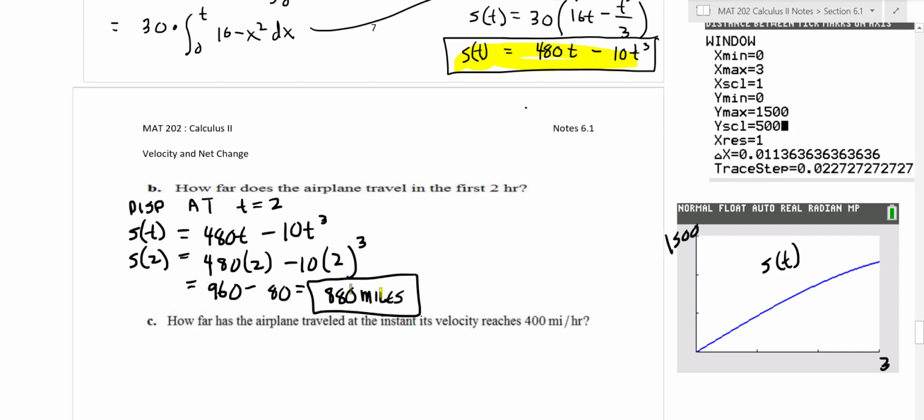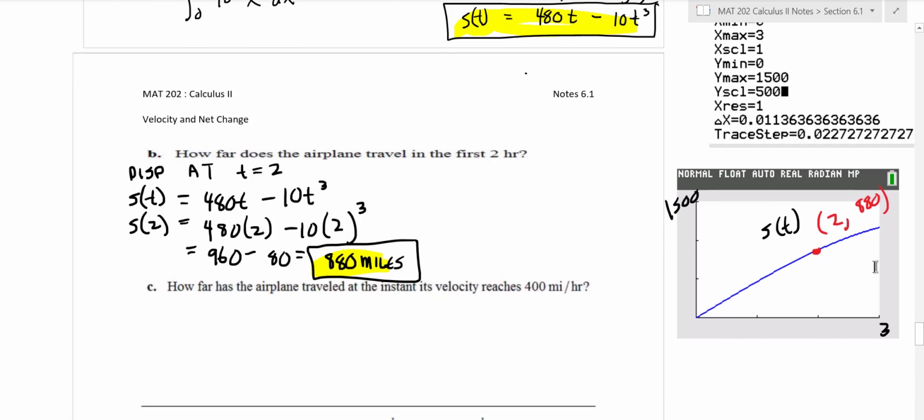All right, now what that represents is just this point. At 2 seconds, you have displaced 880, so that's a point on the graph. All right, next thing we're going to look at is how far has the airplane traveled at the instant of time its velocity reaches 400. Now this problem you've got to do quite a bit of work on.